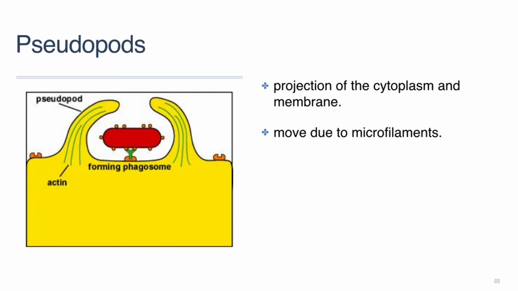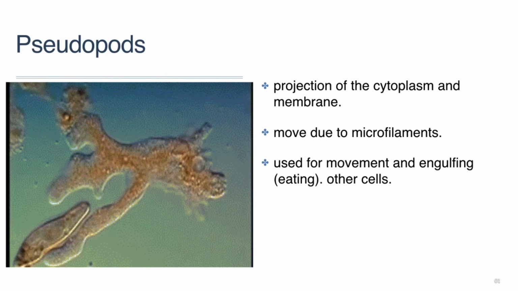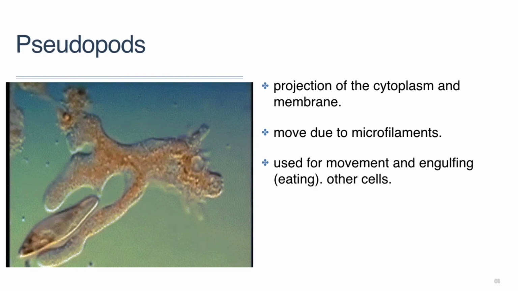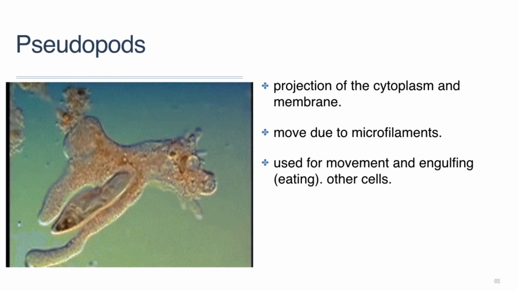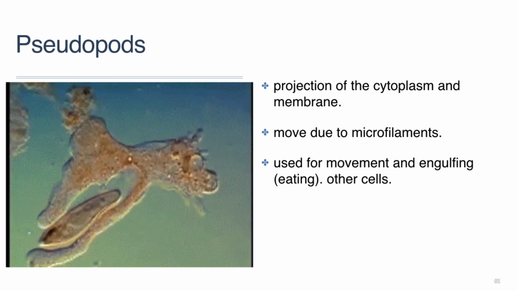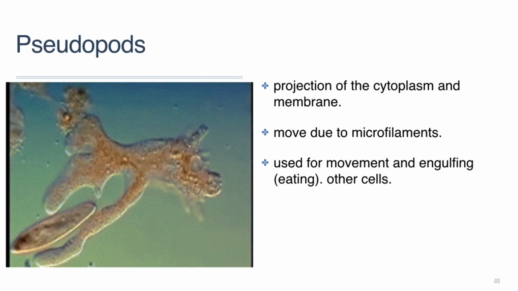And the word pseudopod basically means false feet. It comes from the Greek words pseudos and podos, meaning false and feet respectively. And as such, they are often used for movement by some cells, and also for feeding or for taking in molecules from the outside of the cell. This amoeba, for example, is using pseudopods for moving around, but in this particular very short video clip, it is using its pseudopods to feed on this paramecium.